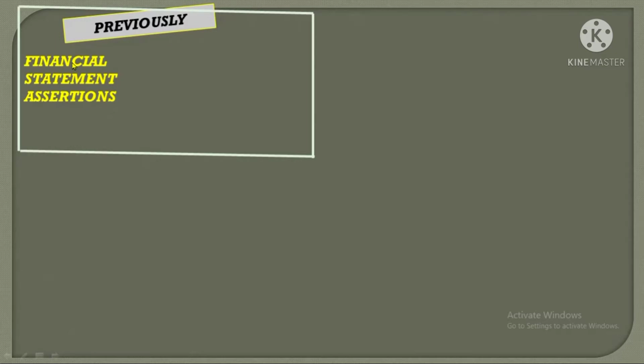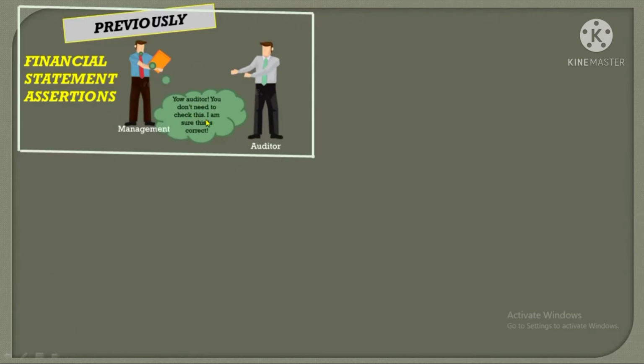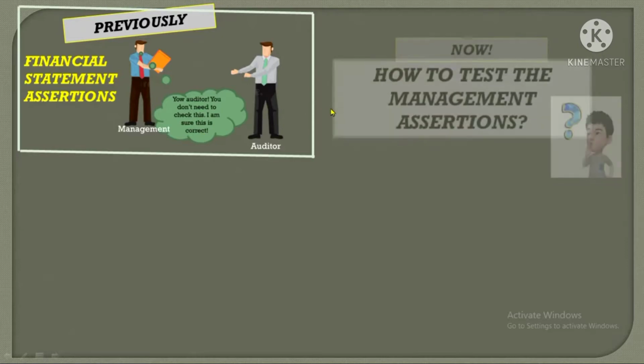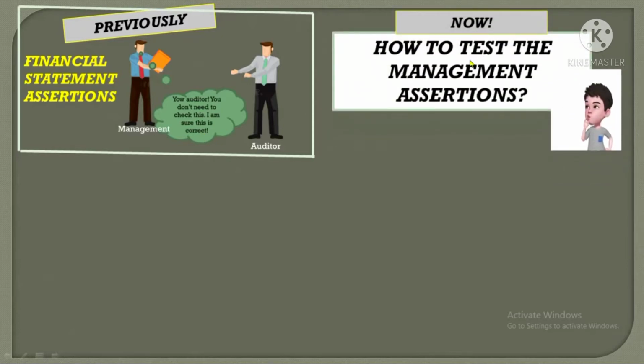Previously, we have talked about the financial statement assertions of the management. But for those who are new to my channel and to this video, you don't need to go to the previous episodes to understand this video. You can watch the previous episodes later. Now, let's start. The assertion of the management, if you summarize it, is that the financial statements they have prepared are correct or fairly stated in accordance with the accounting standards. And as an auditor, you will test that assertion. So in this episode, we're going to answer: how do we test the management assertions?